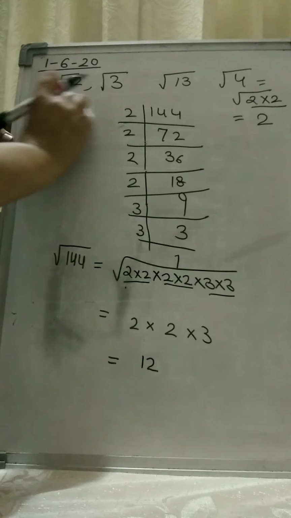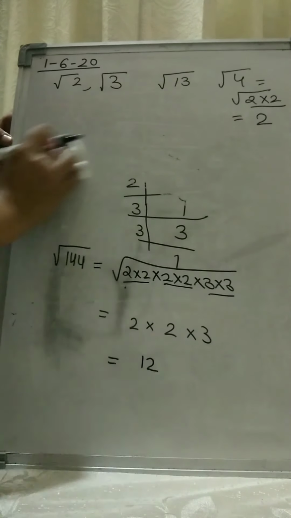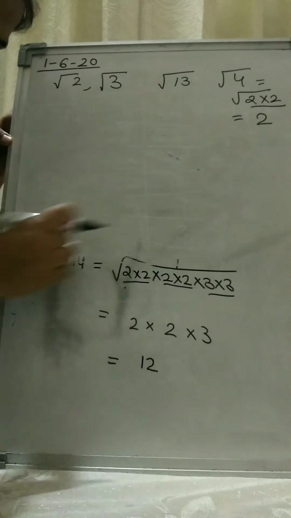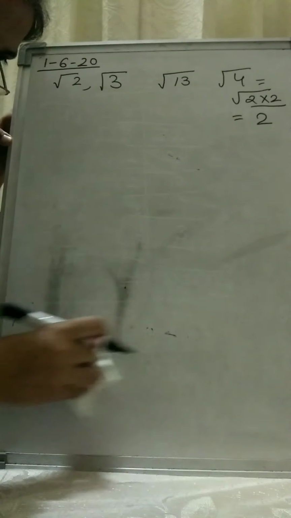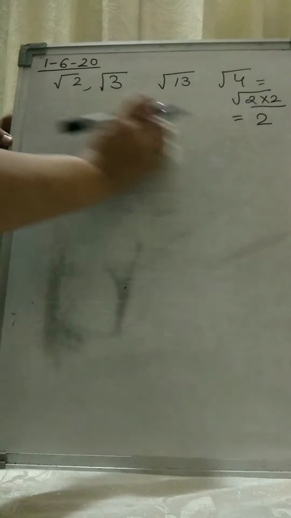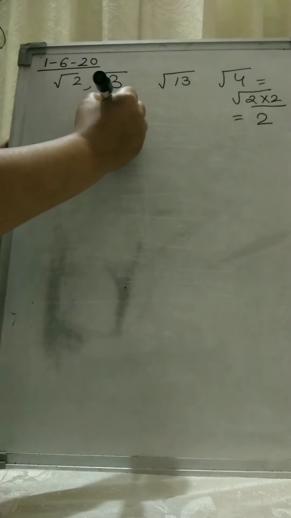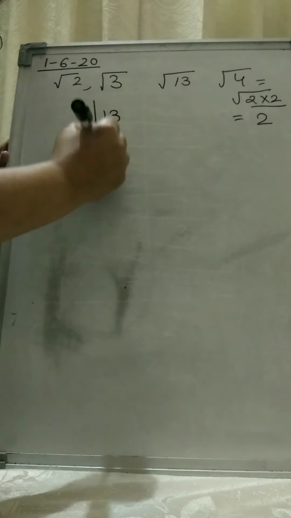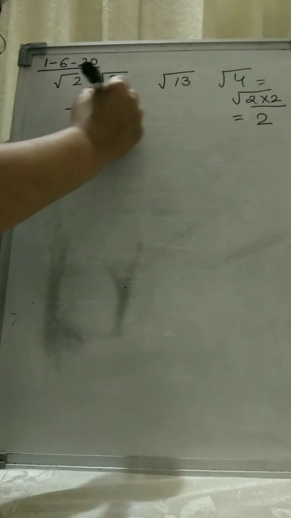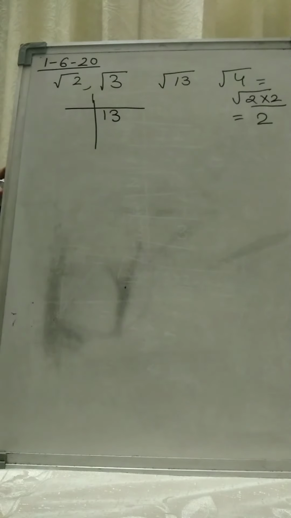Now when the number is not a perfect square number, what to do? That comes with a long division method. That method is called long division method. Okay?